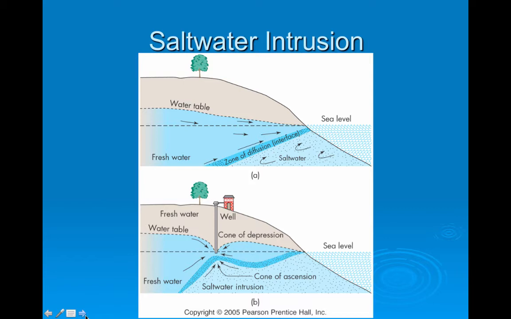If you have saltwater intrusion from the ocean, it means this can only occur in coastal aquifers. Places like the Ogallala Aquifer in the middle of the United States are not going to undergo saltwater intrusion because it's not near salt water.